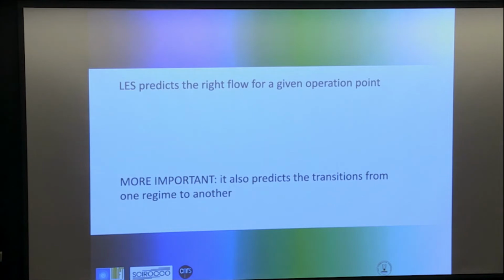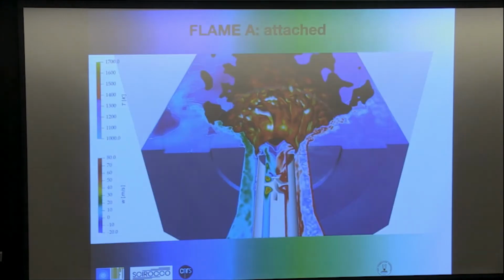What I want to show you is that LES for this flow captures the regimes, but it also captures the transitions. This is, for example, what we call flame A. It's an attached flame. You see it from the back here. You have the injection and the swirler of hydrogen in the middle and air on the side. You see the flame is attached to the lips here, so that's not a good flame. You see the flame surface here colored by the velocity.